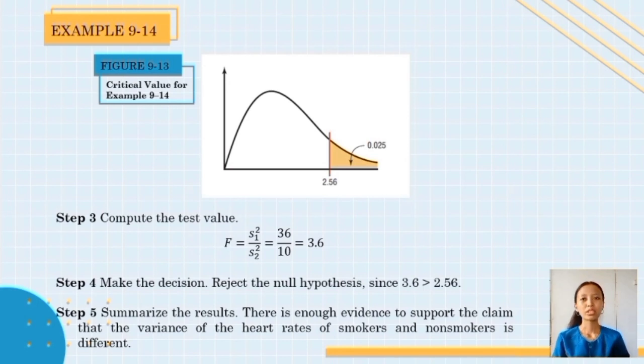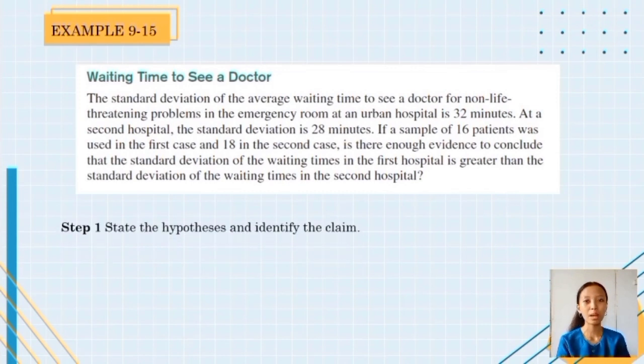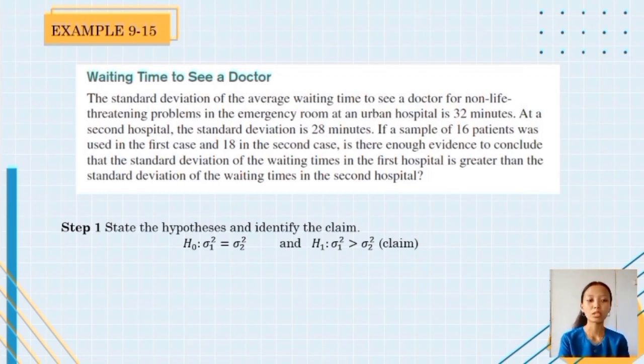Okay, if you're still confused or slightly confused, let's have another example. Just like what we did from the previous example, our first step will be stating the hypothesis and identifying the claim. In this case, our null hypothesis is sigma squared sub 1 equals sigma squared sub 2. And our claim will be sigma squared sub 1 is greater than sigma squared sub 2.